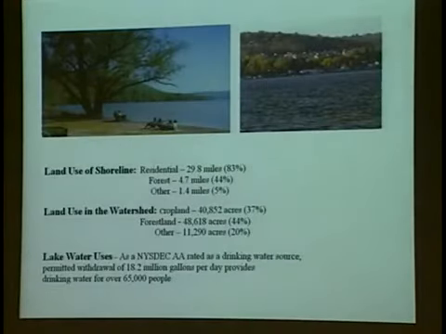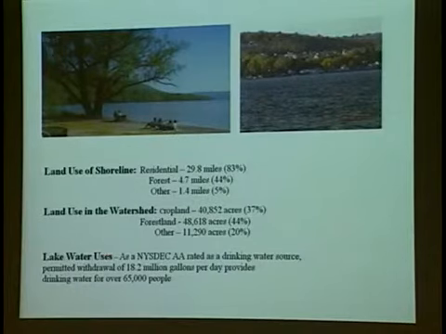Land use of the shoreline, as you can see, residential is 29.8 miles. 83% of the shoreline is residential. Forest land is about 44%, believe it or not. You can see some of the forest land here. Others is 1.4 miles, 5% use. Land use in the watershed, cropland, we have about 4,000 acres of agricultural land, forest land. This is a biggie right here.